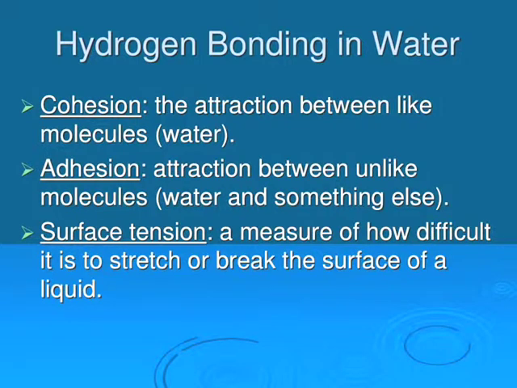Cohesion is the attraction between like molecules. Adhesion is the attraction between unlike molecules, caused by the outer water molecules not having other water molecules to bond with on one side. Surface tension is the measure of how difficult it is to stretch or break the surface of a liquid. When impurities are added to the water, they can break down the internal hydrogen bonds, changing the adhesion and cohesion properties.